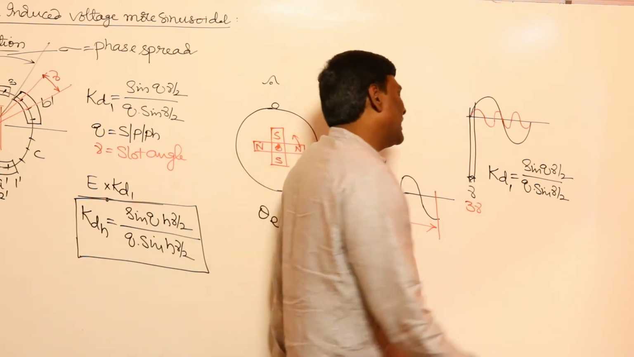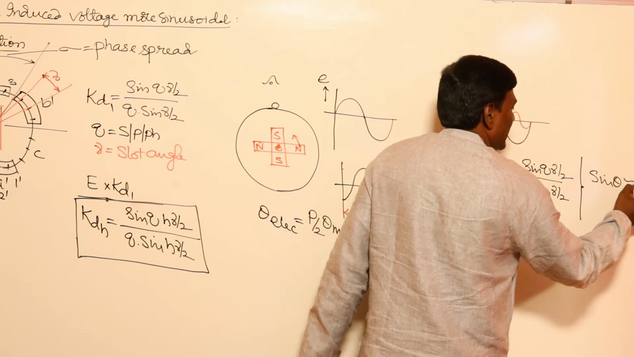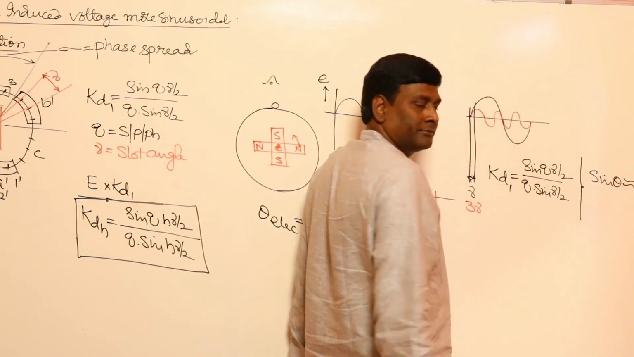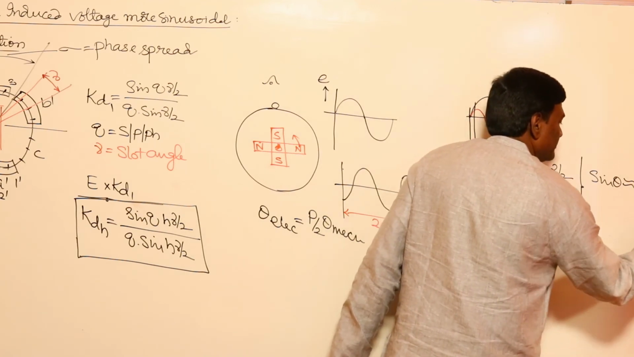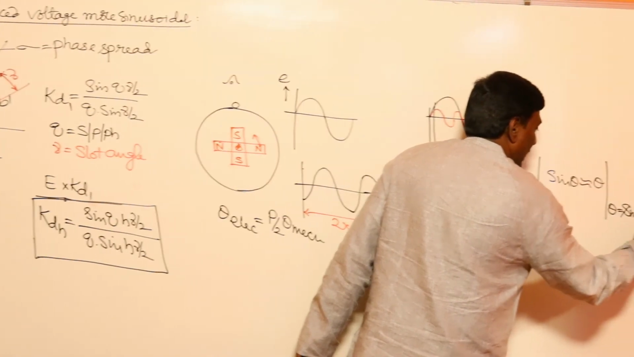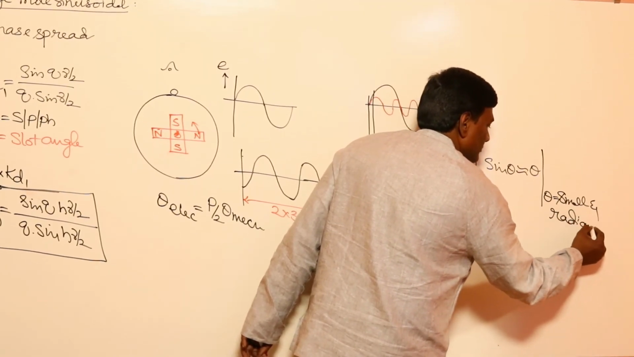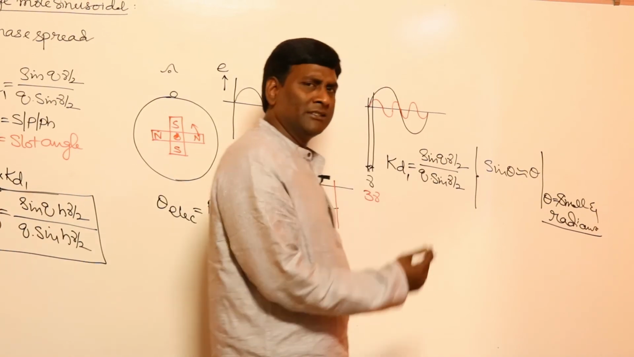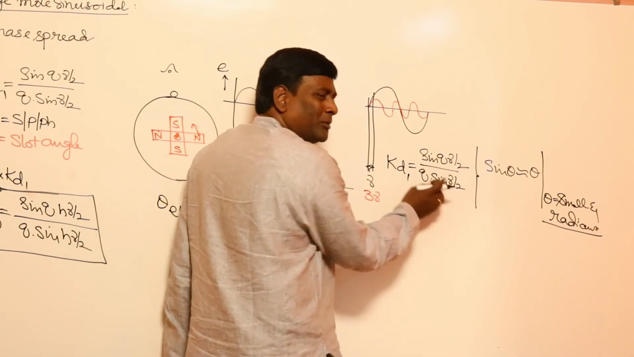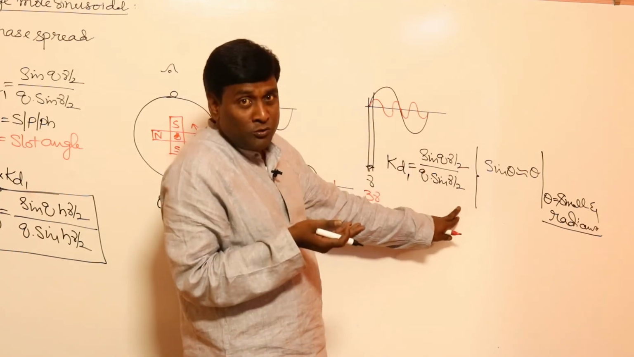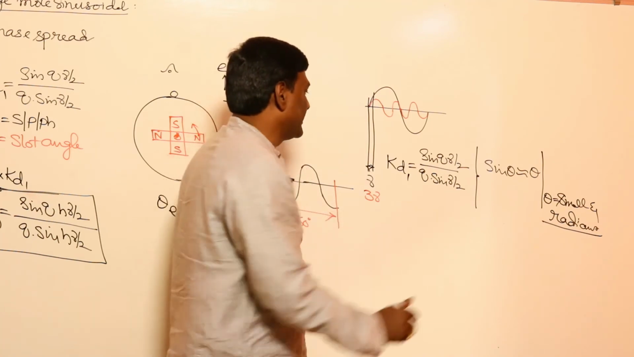Now from the mathematics point of view, sin theta can be approximated to theta if and only if this theta is very small, and theta should be in radians. This is important, radians. Anyway, in solving the problems we will see. So the slot angle is going to be small only. Slot angle by 2 is going to be small, but it has to be written in radians.